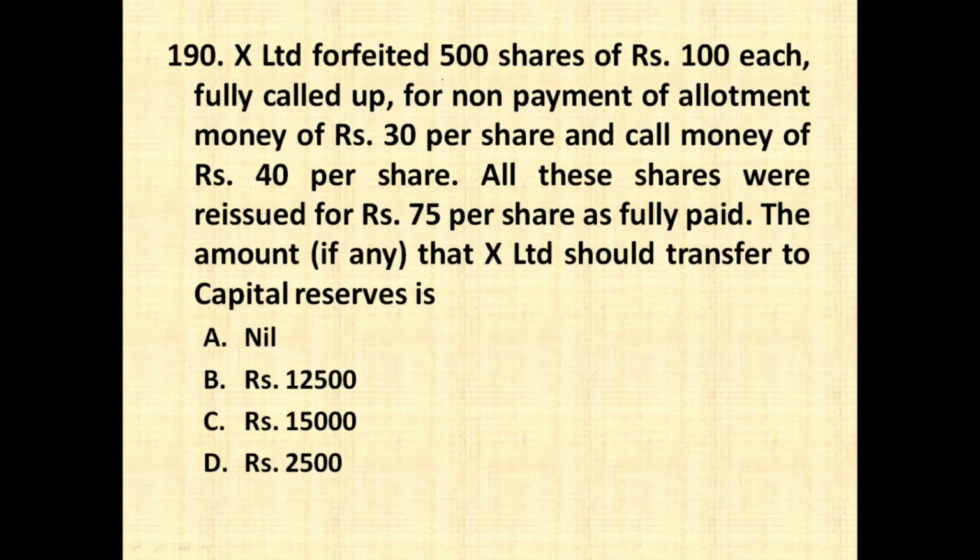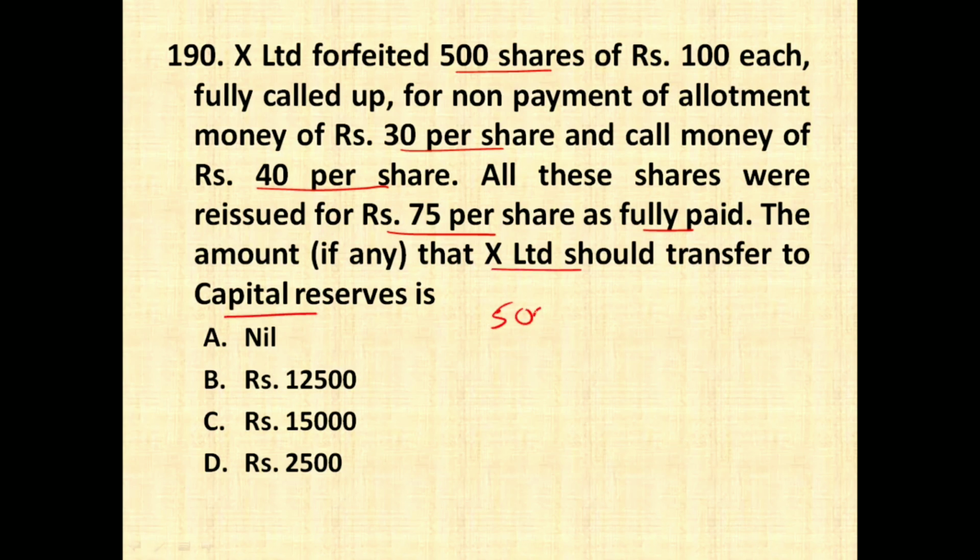X Limited forfeited 500 shares of rupees 100 each, fully called up, for the non-payment of allotment money of rupees 30 per share and call money of 40 per share. All these shares were reissued at rupees 75 per share as fully paid shares. The amount, if any, that X Limited should transfer to capital reserves is.